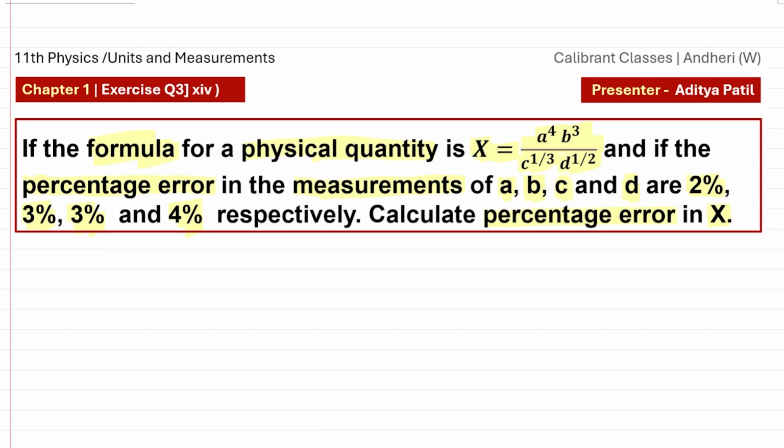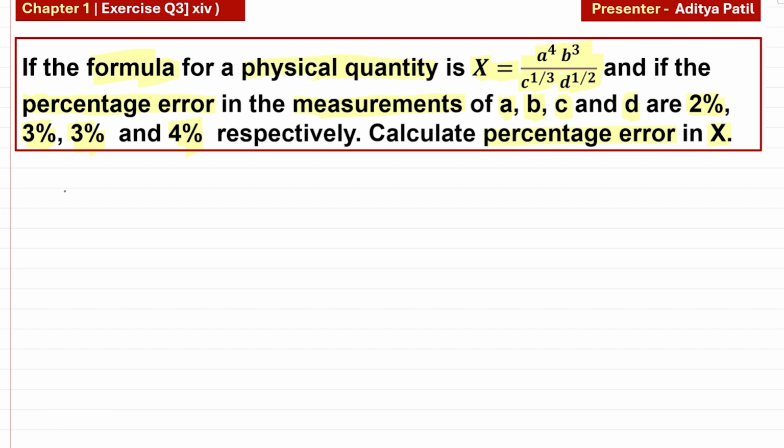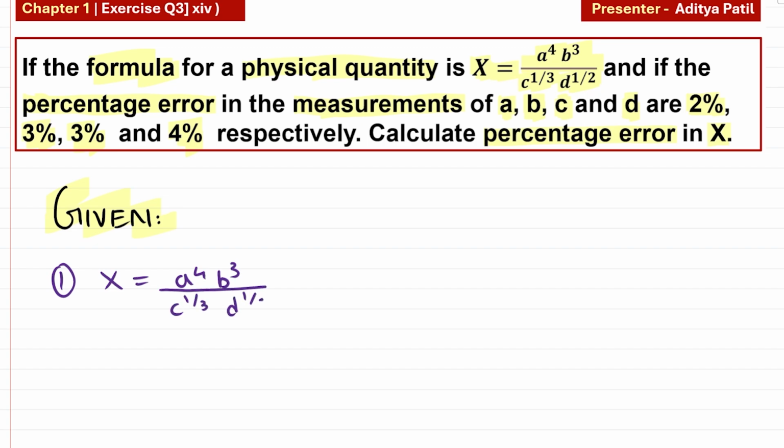So सबसे पहले हम लिखेंगे the given statement और उसमें हम mention करेंगे सारे quantities जो हमें question में given है. So the first quantity जो हमें given है question में is the expression for x, that is x is equal to a raised to 4 b raised to 3 the whole divided by c raised to 1 by 3 into d raised to 1 by 2. So this is the given equation.